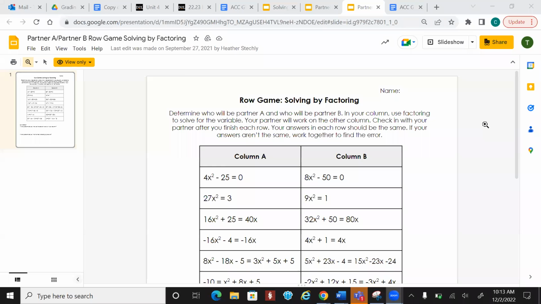You are going to be working on this. Use factoring to solve for the variables. Your partner will work with the other column and then you check your work and you should get the same answer.